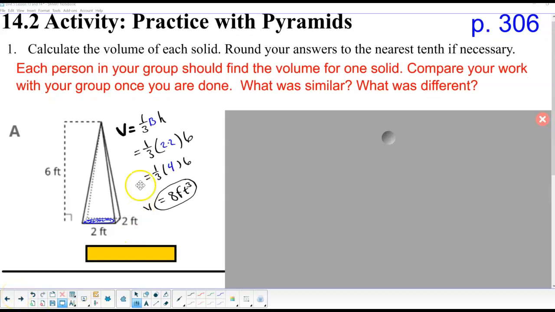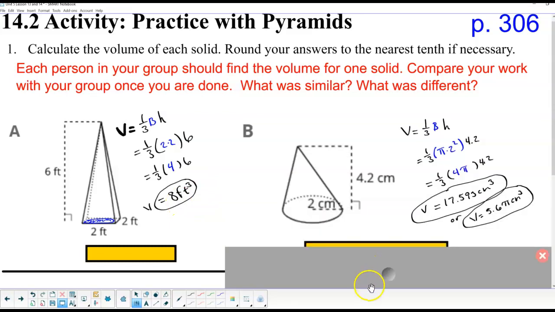All right, let's take a look at the answers here. Volume of any pyramid is 1/3 the area of the base times the height. The area of the base is a 2x2 square, so 2 times 2 is 4. The height is 6. 1/3 of 24 is 8 feet cubed.